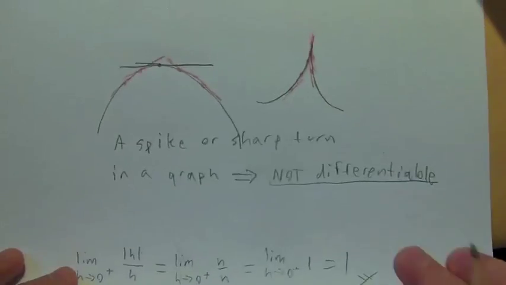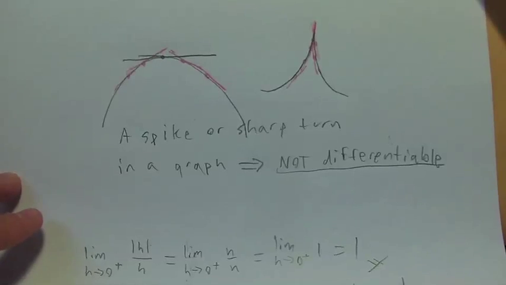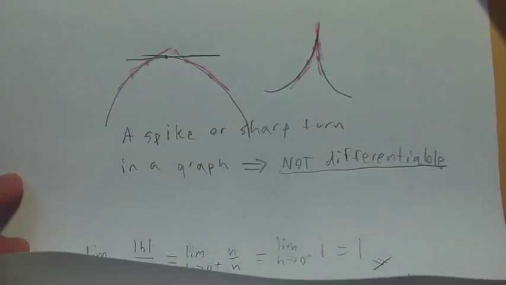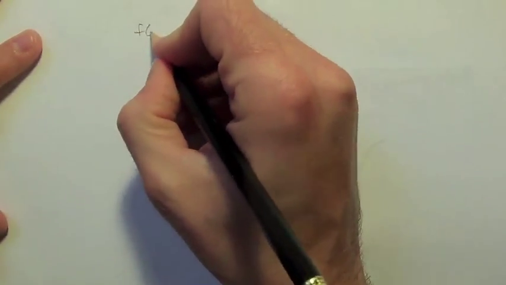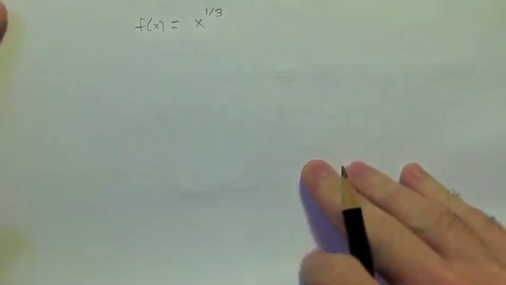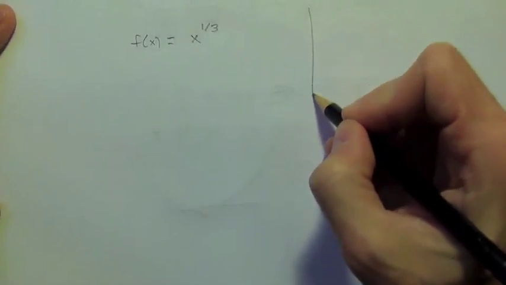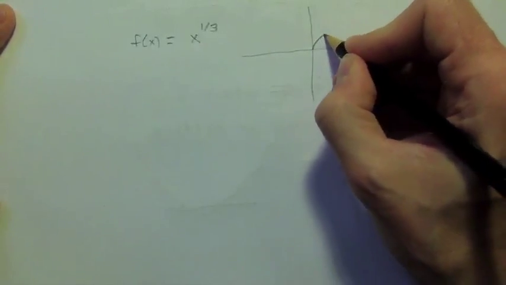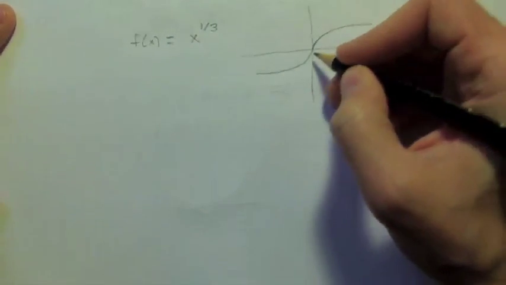Okay. And then there's one final case that we need to look at. And that one's a little less obvious, or a little trickier, but let's consider the following example. Let's look at f of x equals x to the 1/3. So that's the cube root function, and it looks something like this.